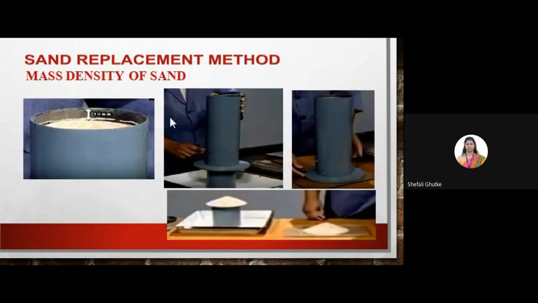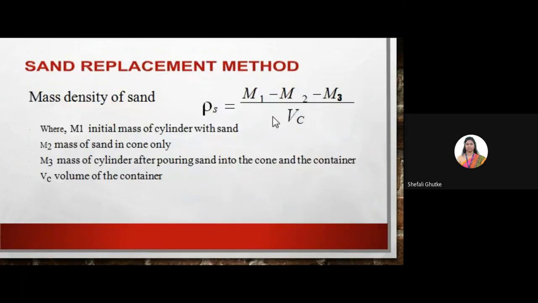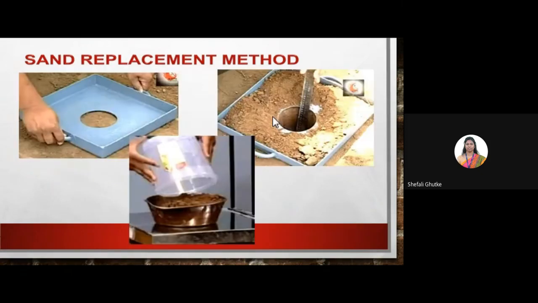Likewise, as you can see here, we will open the shutter of the calibrated cylinder. After that, the sand starts to pour into the cone. After that, we measure the mass of the cone with the sand. Okay. Then Vc is nothing but the volume of the container. Likewise, we can find the mass density of the sand.